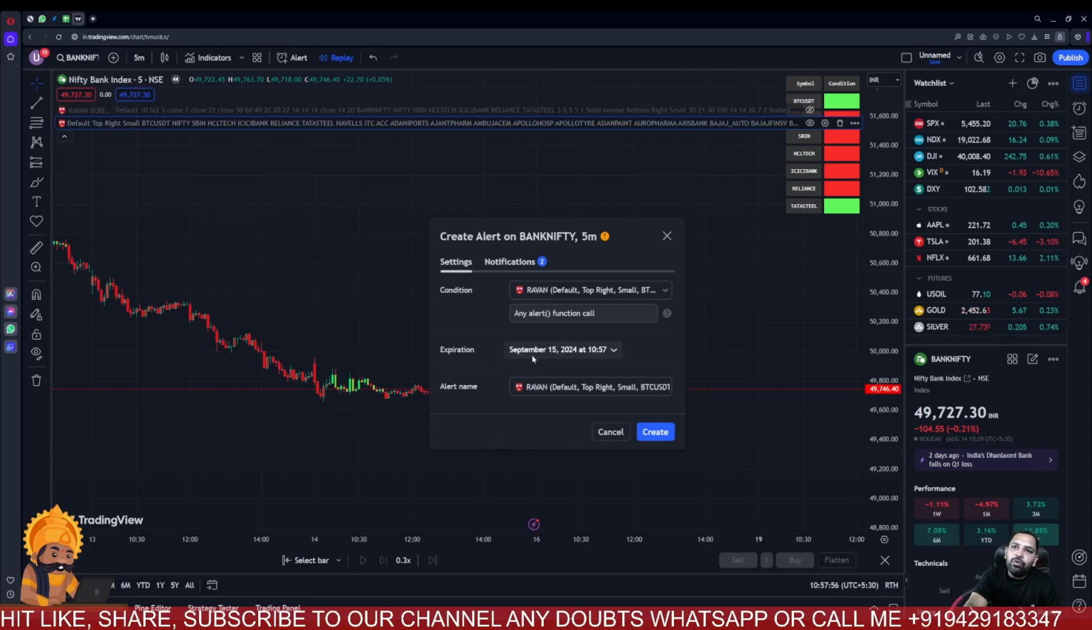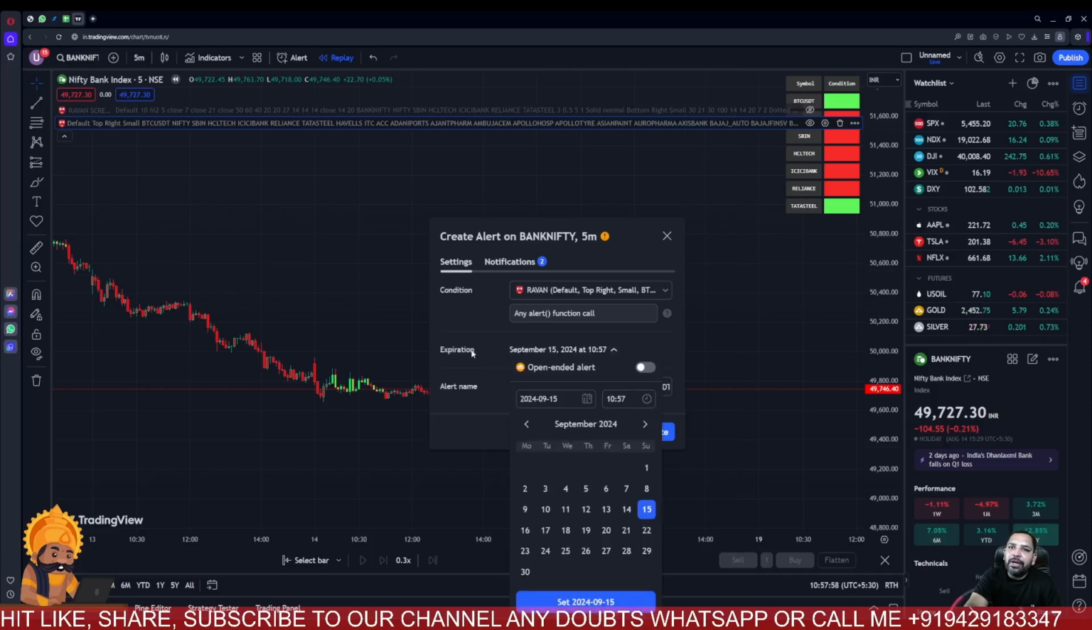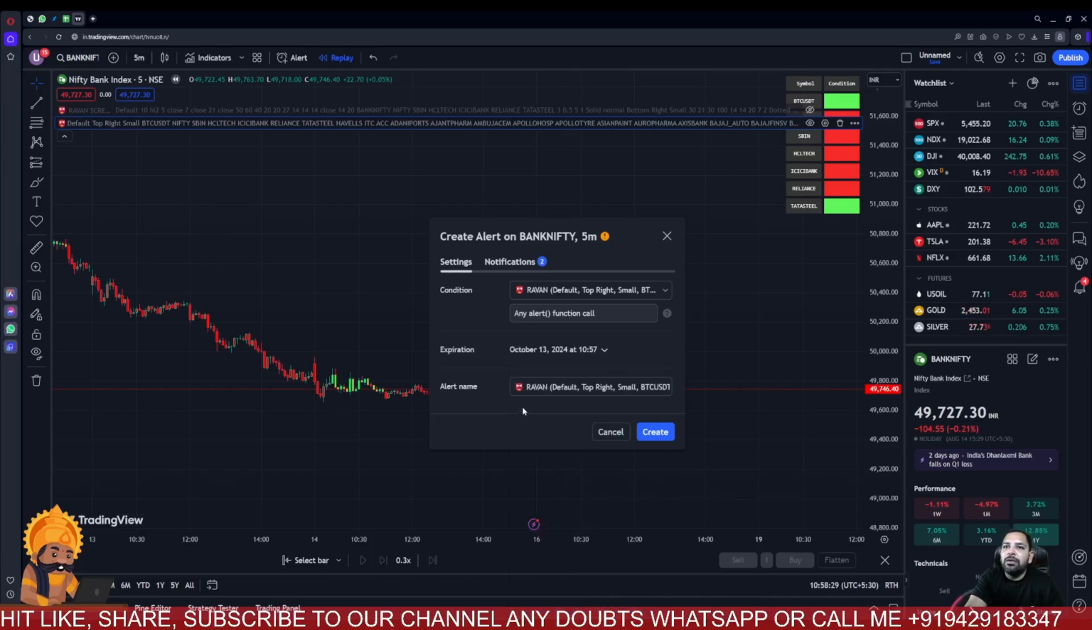All I have to do is click on this expiration symbol and adjust the date. Currently it's September 15, as it's showing here. We have to click next, and click on the last possible date. Let's take the example of 13. You can set up to 15 in a free TradingView account; you can adjust this alert up to 1.5 months only. So I'm clicking this 13 and setting 13 October as the alert expiration.